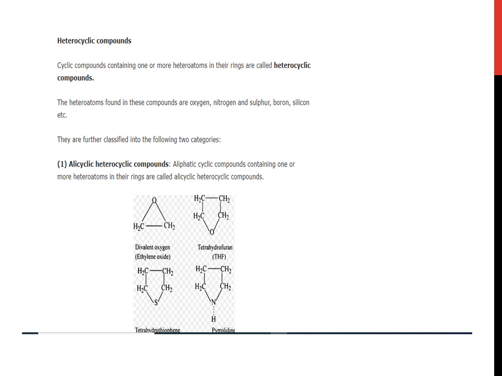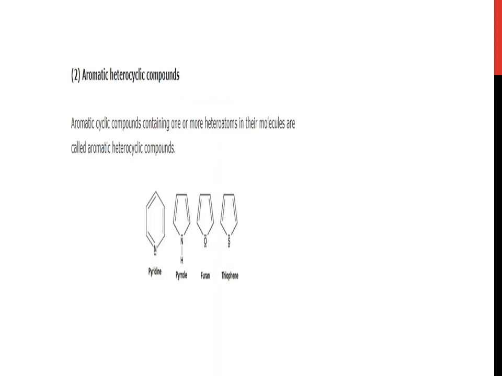Tetrahydrofuran and tetrahydrothiophene. Piperidine. In fact, you have to do a lot of study and a lot of practice on these structures. Aromatic heterocyclic compounds. Aromatic cyclic compounds containing one or more heteroatoms in their molecules are called aromatic heterocyclic compounds. For example, pyridine, pyrrole, furan, thiophene.